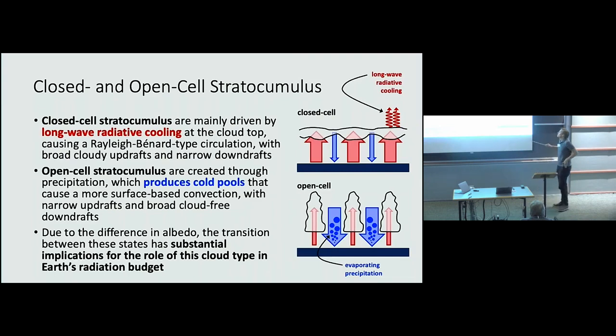And when we switch from closed cells to open cells or backwards, this has enormous implications for the Earth's radiation budget, because in these open cells we don't have any cloud cover here, and we have the ocean, which then absorbs a lot of incoming shortwave radiation.